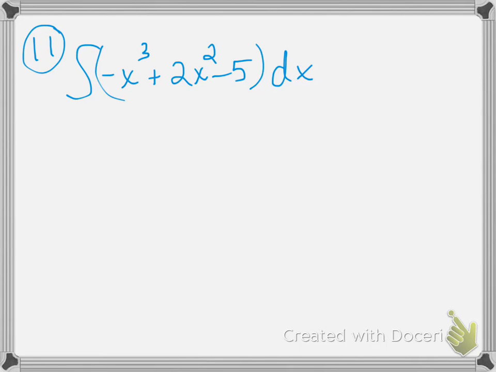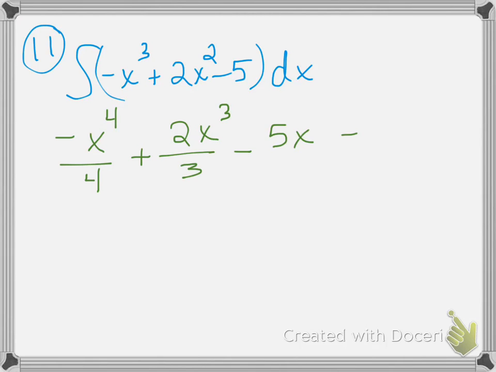Alright, so these are just polynomials, so we're going to use that first formula. It'll be add 1 to the power, so x to the 4th over 4. Okay, add 1 to the power here, to the 3rd, over 3. And then that'll be just 5x, and then we just leave it that way.